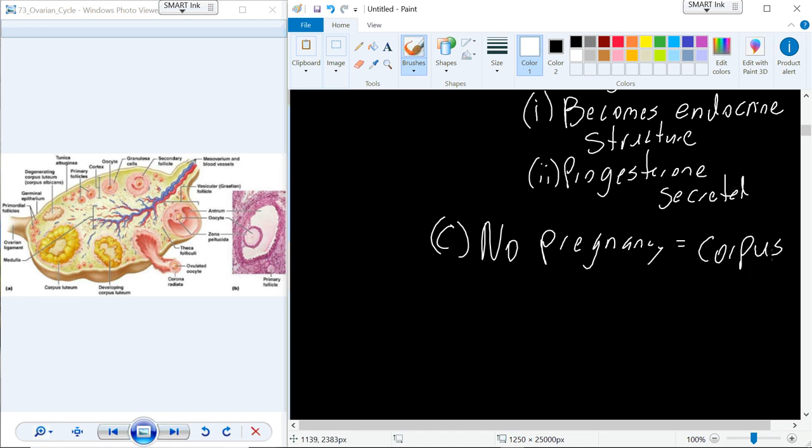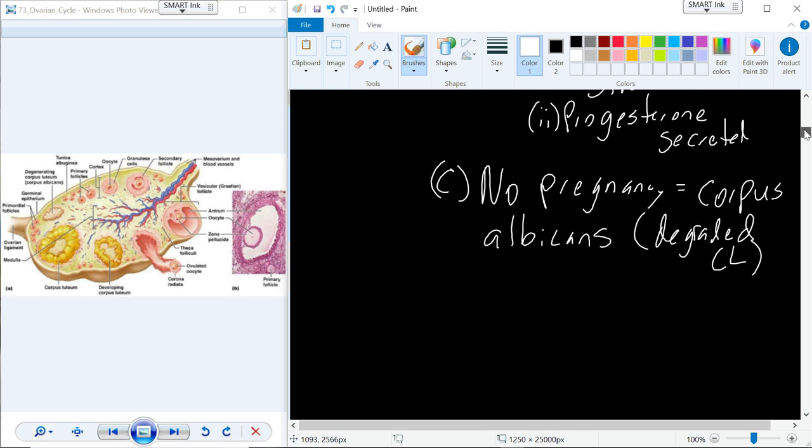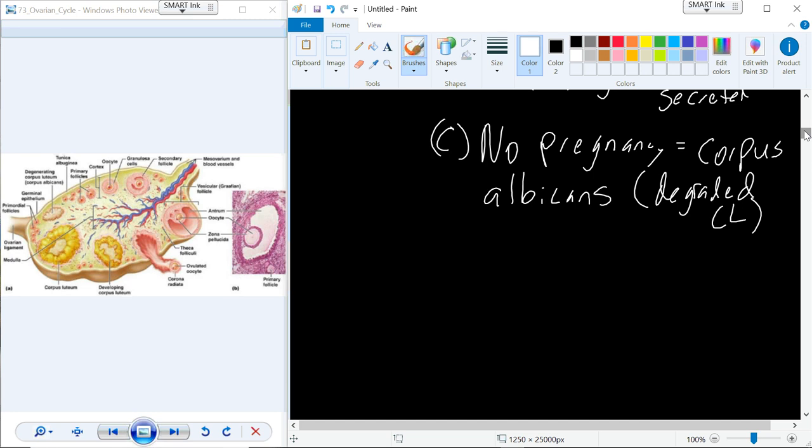And the corpus luteum becomes the corpus albicans, which is a degraded or degrading corpus luteum. So no longer does it have the capability of producing progesterone. Okay, so that's the basics of what's happening here. Now let's step back and take a look at some of this stuff in a little bit more detail.